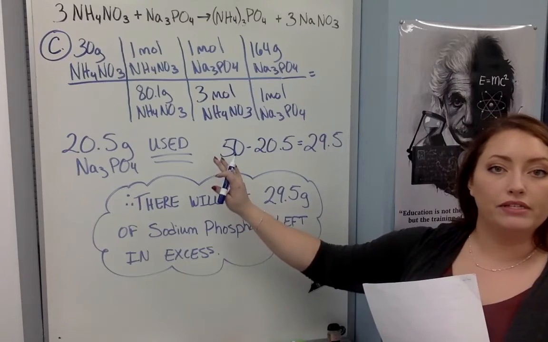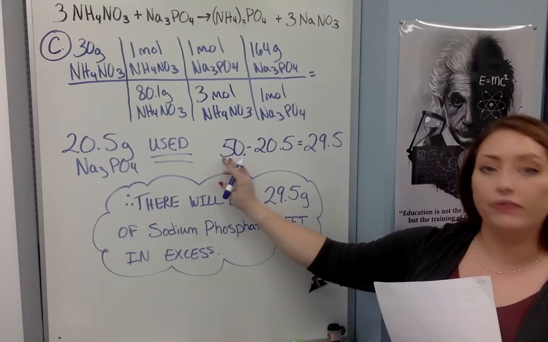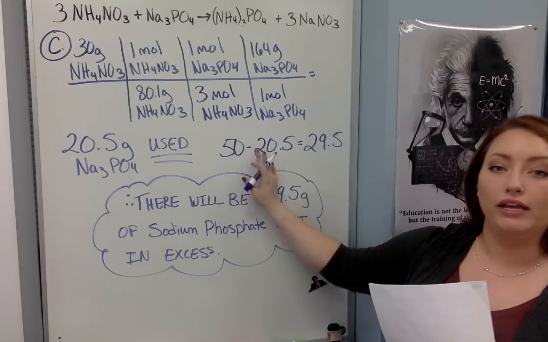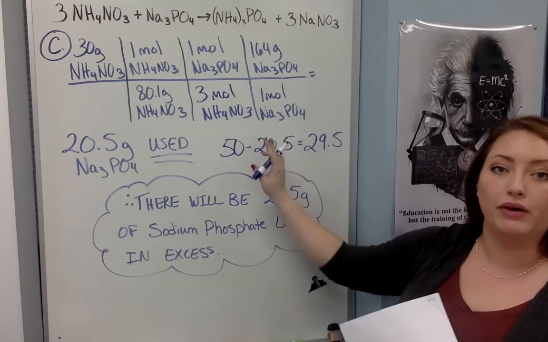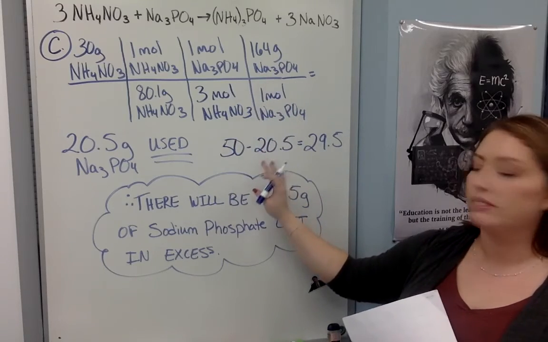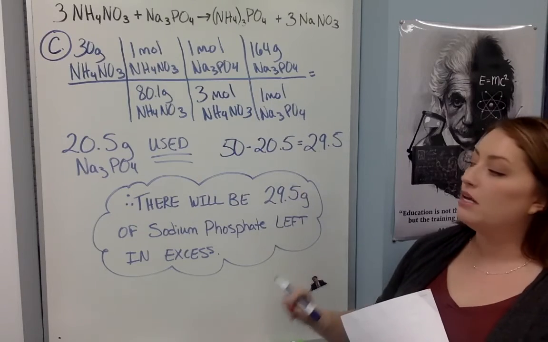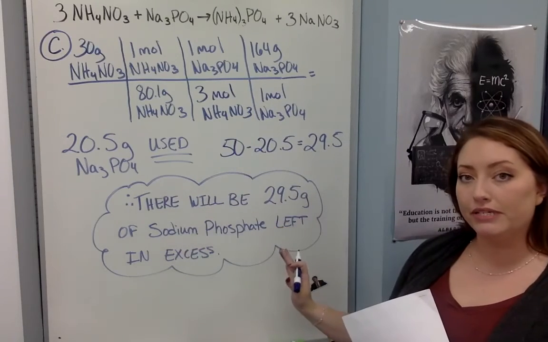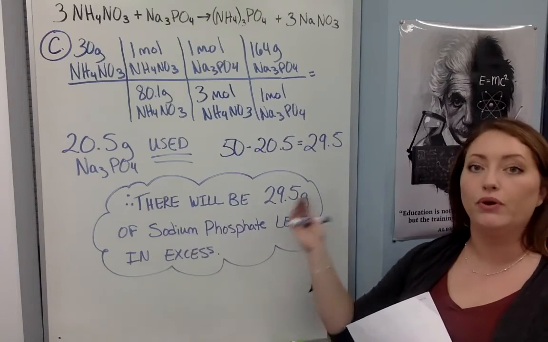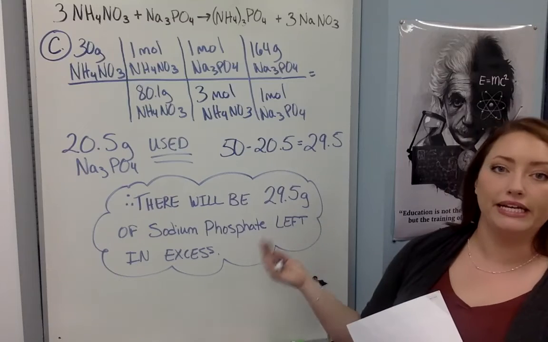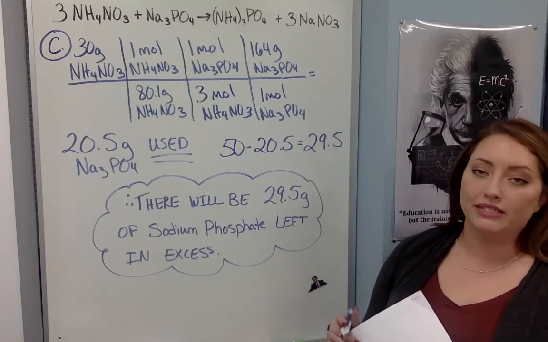We're going to find the difference, like I said, from what you started with. We started with 50 grams of sodium phosphate, and we now know by doing stoichiometry that we're going to use 20.5 grams. So the remaining amount is going to be 29.5 grams. So the answer to part C would be this, so that you're going to have the 29.5 grams left over or in excess. So that's all of it.